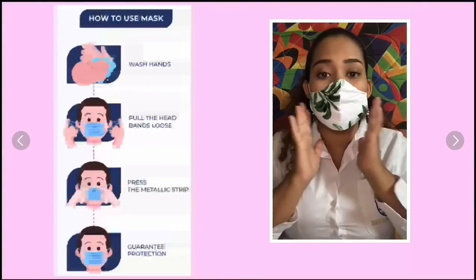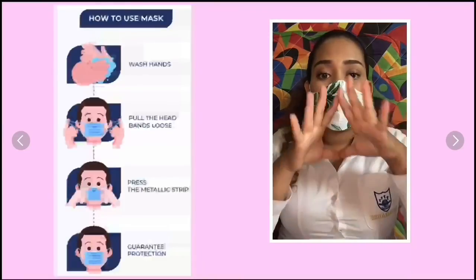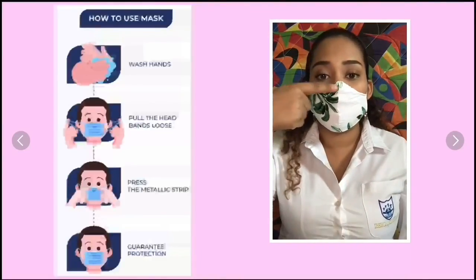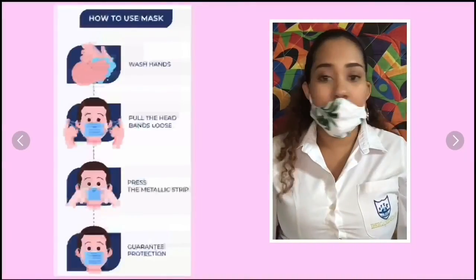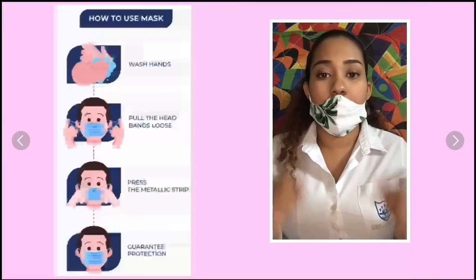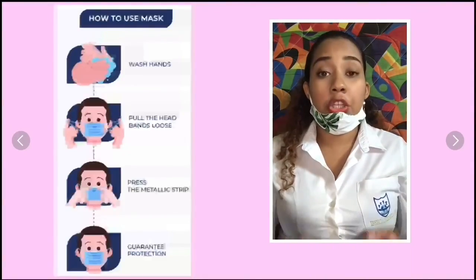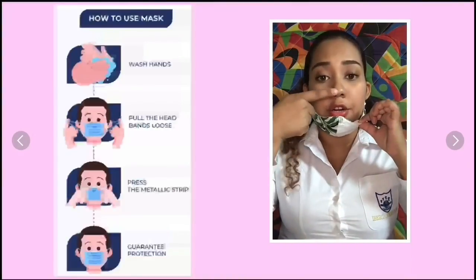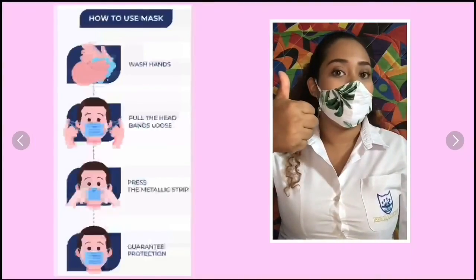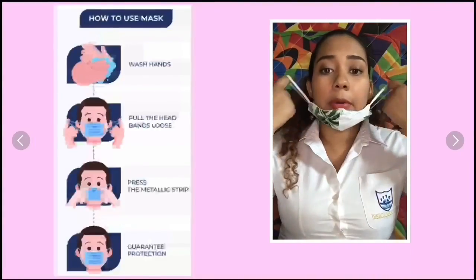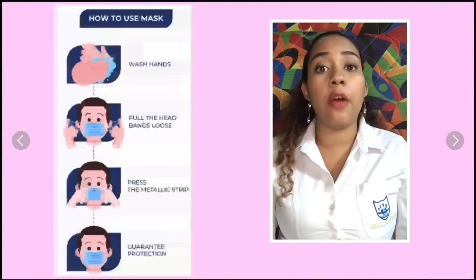The guaranteed protection is like this. This is a guaranteed protection, okay? This is all protection. Your nose is protected, your mouth is protected. Like this is not protection, no protection. Like this is not protection, okay? You need to wear your mask covering your nose and your mouth, okay? Remember to take it off from here, okay? So those are the proper ways of wearing a mask.